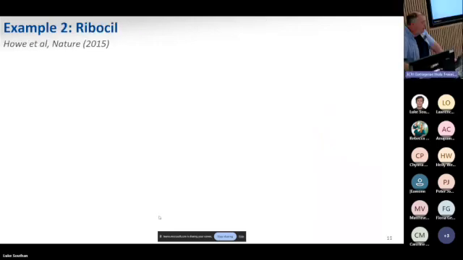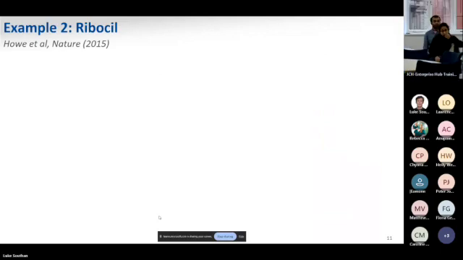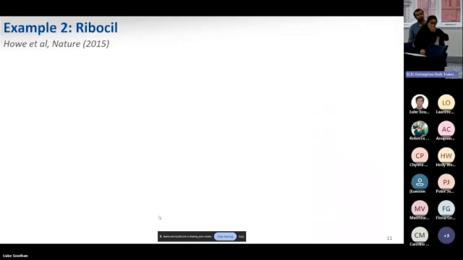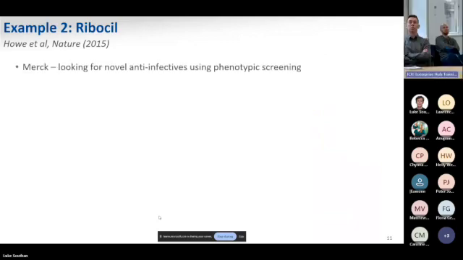The second example is ribocil. So I started off doing my drug discovery against RNA, not proteins. So every now and then I may say, typically proteins. We started off doing small molecule RNA, but at the time it was kind of unvalidated. In 2015, this paper came out. I think, for me, this is a beautiful example of phenotypic screening. So a group at Merck were looking for anti-infectives using phenotypic screening.